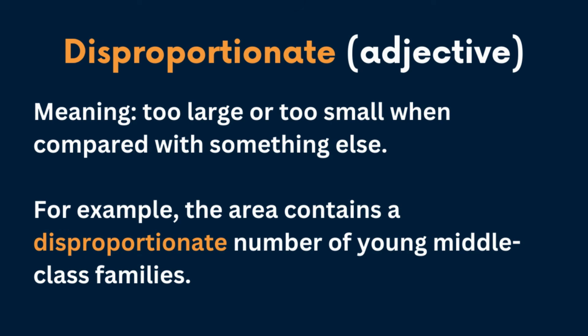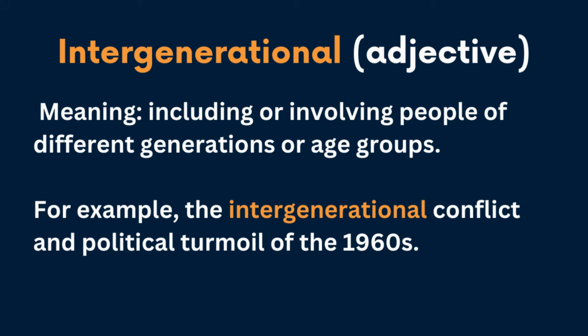Disproportionate, meaning too large or too small when compared with something else. For example, the area contains a disproportionate number of young middle-class families. Intergenerational, meaning including or involving people of different generations or age groups. For example, the intergenerational conflict and political turmoil of the 1960s.